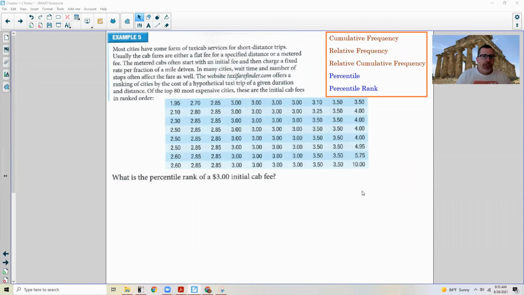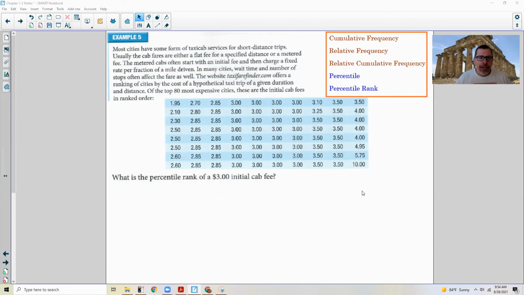Okay, so example 5 says, most cities have some form of taxi cab services for short distance trips. Usually the cab fares are either a flat fee for a specified distance or a metered fee. The metered cabs often start with an initial fee and then charge a fixed rate per fraction of a mile driven. In many cities, wait time and the number of stops often affect the fare as well. You're sitting at a light, still ticking.